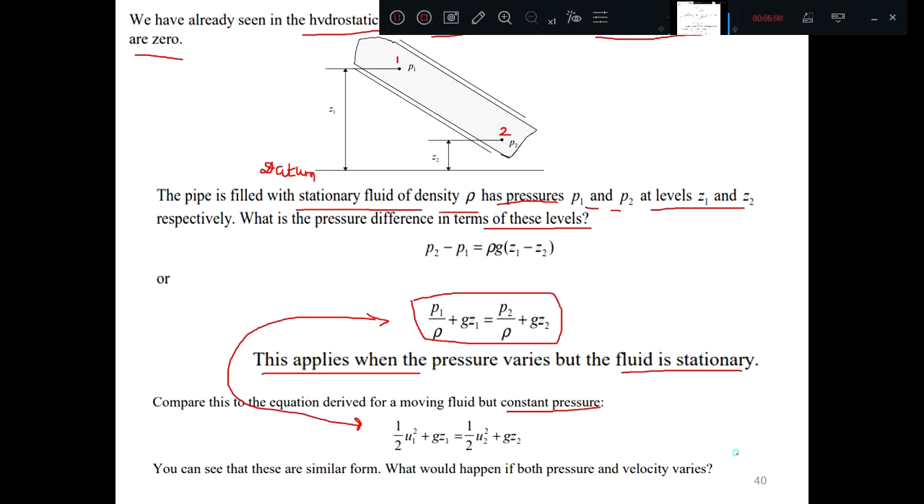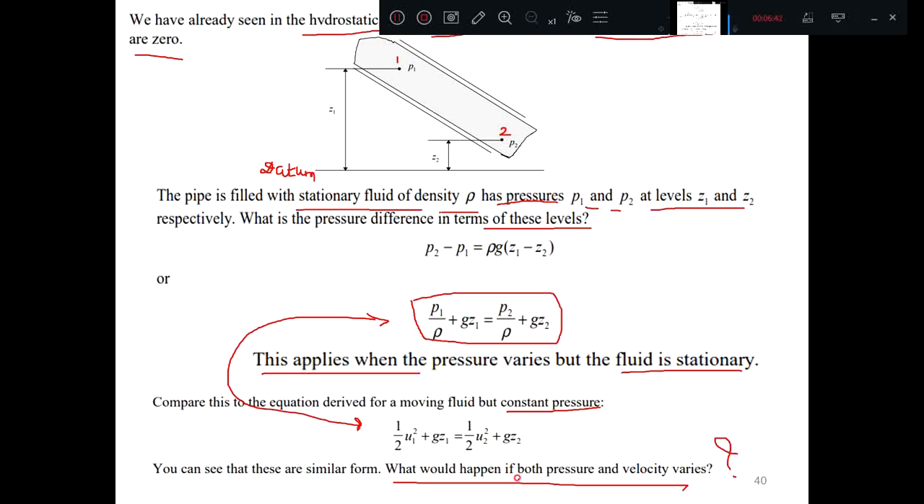So there is a question here. In the first example I considered, the pressure was constant and the velocity was varying. In this particular example, I considered the velocity to be 0 and the pressure varying. When we compare them, we can see a similar form of equation. Then I'm asking, what would happen if both pressure and velocities vary?